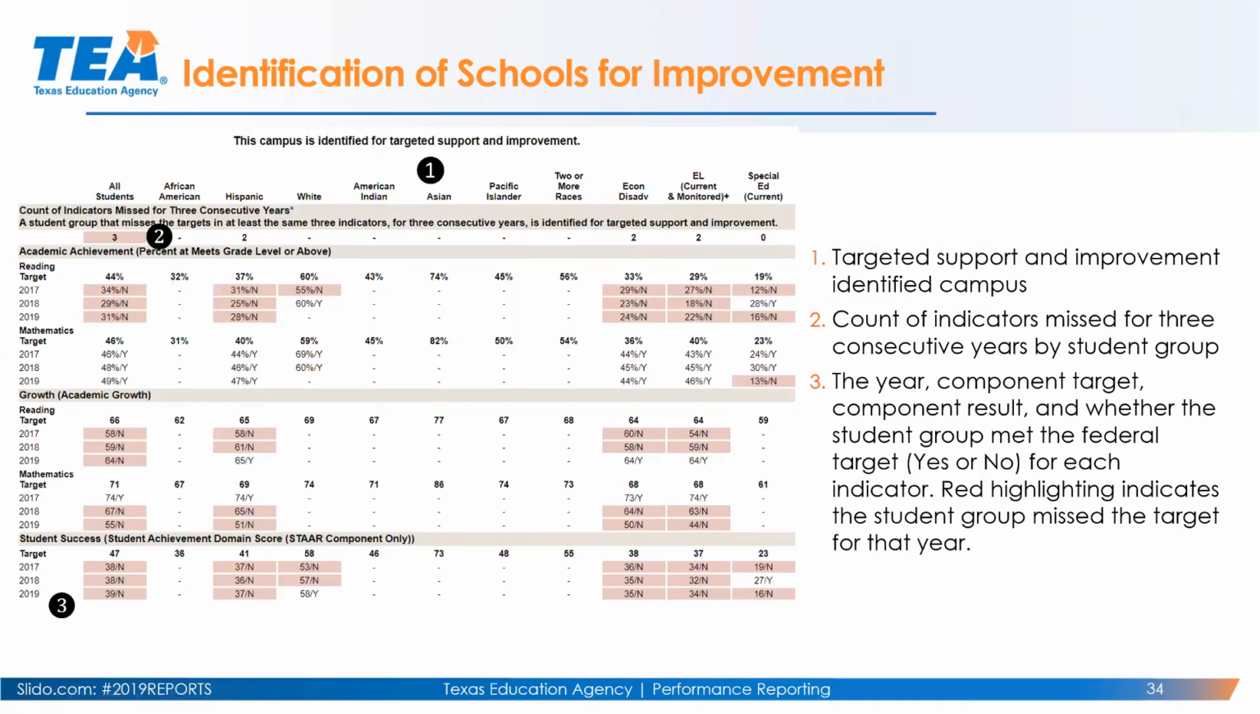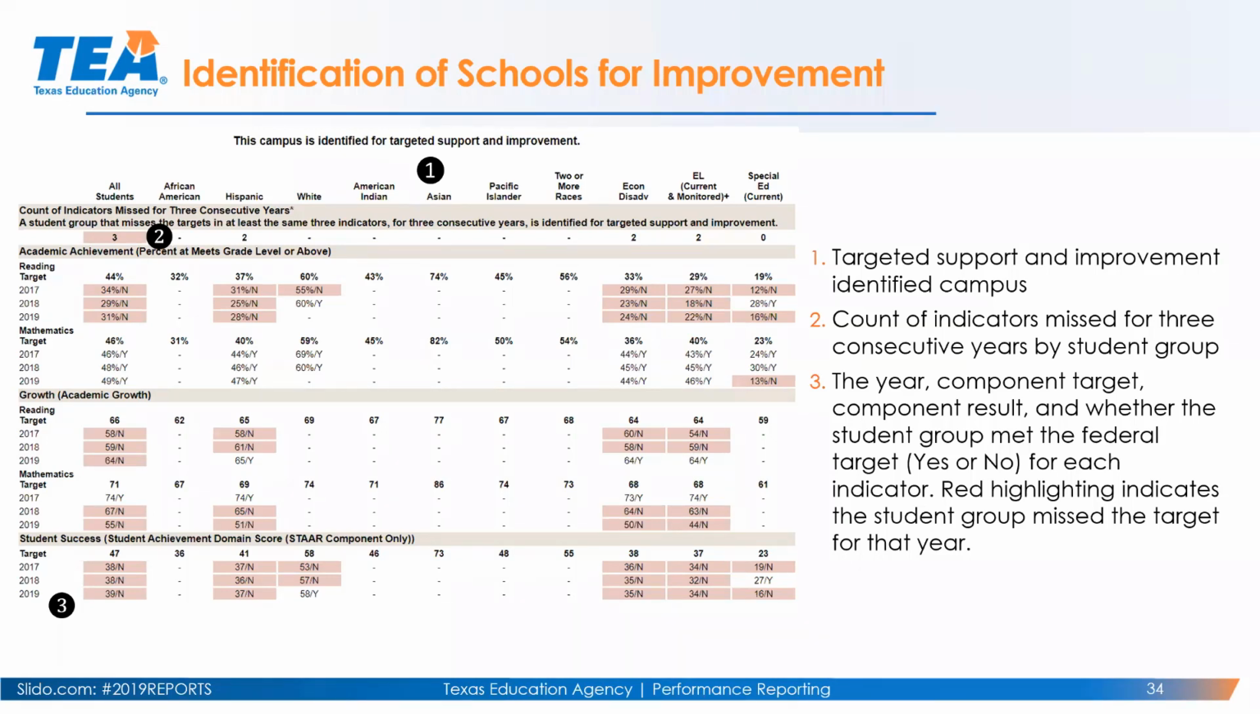The next would be an example of a campus identified for targeted support and improvement. Section 1 indicates this campus is identified for targeted support. Section 2 looks at the count of indicators missed for 3 consecutive years by student group. So in order to identify a campus for targeted support and improvement, a student group must miss 3 indicators for 3 consecutive years. This campus was identified based on the all student group. So you can see a highlight under 3 for all students.